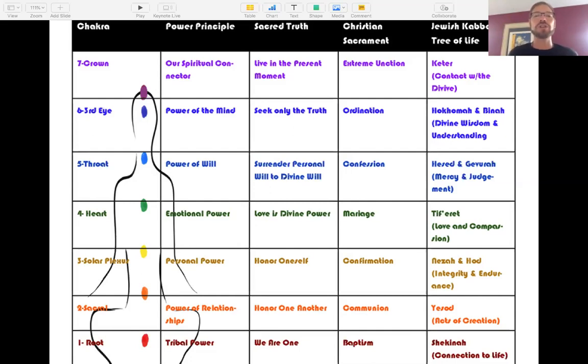Okay, and then we have the heart chakra, which is our emotional power. Love is the divine power. Love is the connecting, the binding force between those two things that makes up the ability for existence to exist. Okay, and the sacrament of this is marriage, and the Kabbalah tree of life has to do with love and compassion.